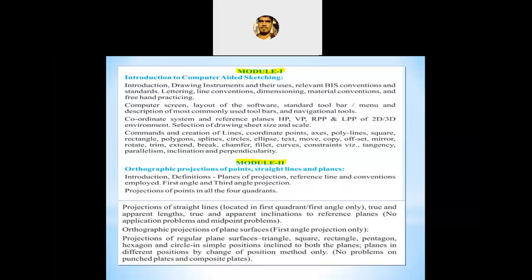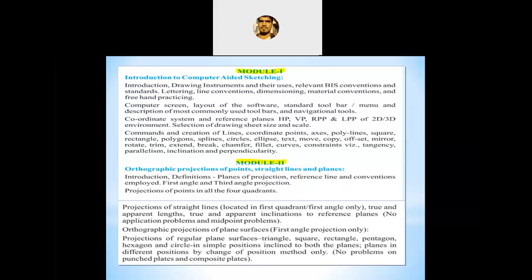And commands. What are the commands we are using? Line commands, point commands, polylines, square, rectangle. These are all basic knowledge to understand computer-aided sketching. That comes in the first module. The first module is purely theory, just an introduction to the drawings, what tools we need, what the types of projections are, what the views are, and what commands we are using. The first module is not for your examination, it is only for understanding purposes.